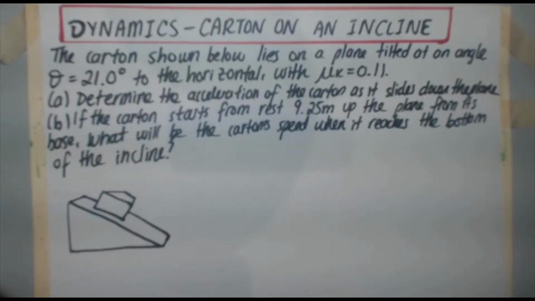Guys, welcome back to another Physics in the Flesh episode on dynamics: Carton on an incline. The carton shown below lies on a plane tilted at an angle theta equals 21.0 degrees to the horizontal with mu k equals 0.11. A. Determine the acceleration of the carton as it slides down the plane.